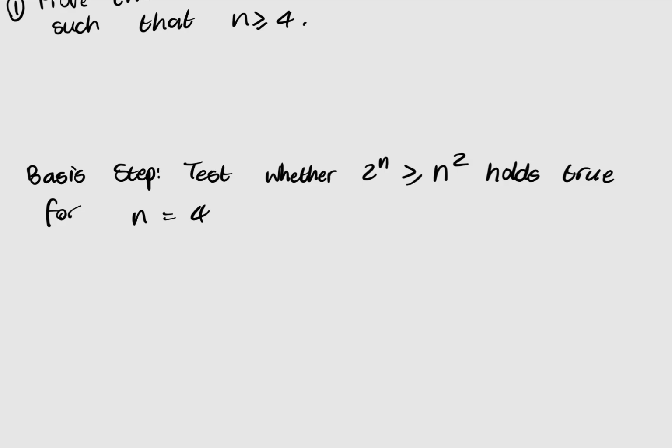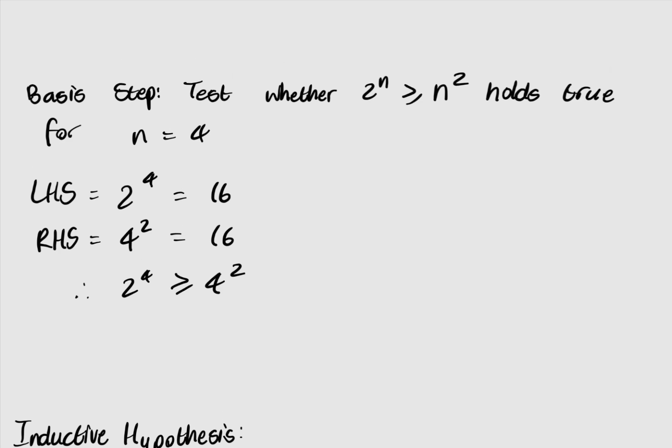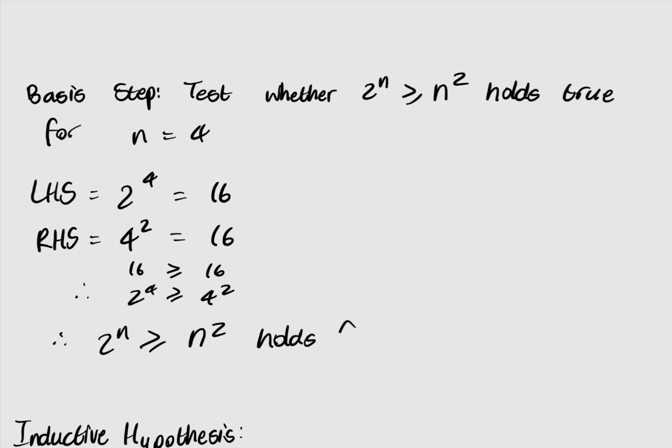Let's just say left hand side is equal to 2 to the 4, which is equal to 16. Right hand side is equal to 4 to the 2, which is equal to 16 also. Therefore 2 to the 4 is greater than or equal to 4 squared. I guess maybe your teachers might be pedantic, so you have to say 16 is greater than or equal to 16. Therefore 2 to the n greater than n squared holds true for n equal to 4.